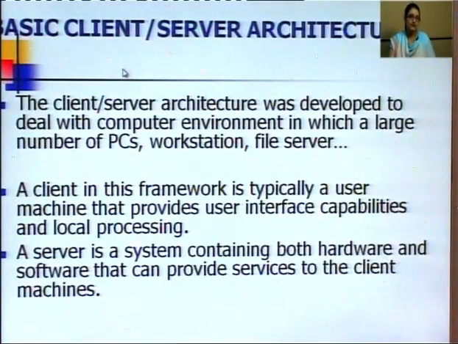The basic client server architecture is the architecture which was developed to deal with computer environments in which a large number of PCs, workstations, and file servers were used. A client in this framework is typically a user machine which provides user interface capabilities and local processing. A server is a system which contains both the hardware and the software that can provide services to the client machines.